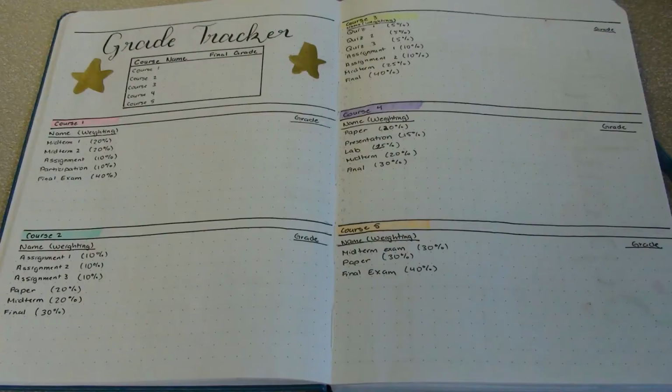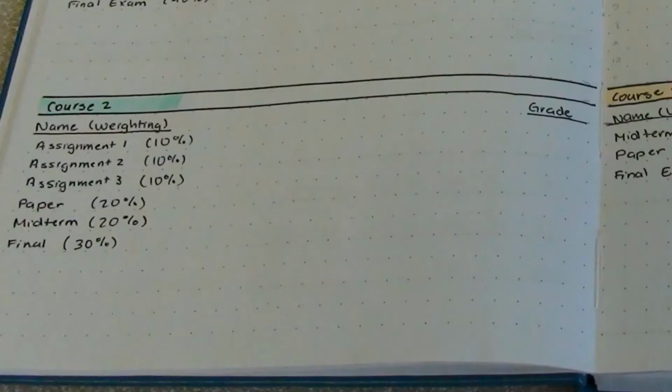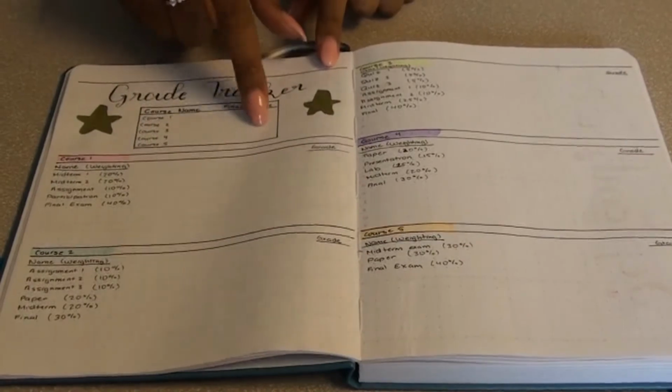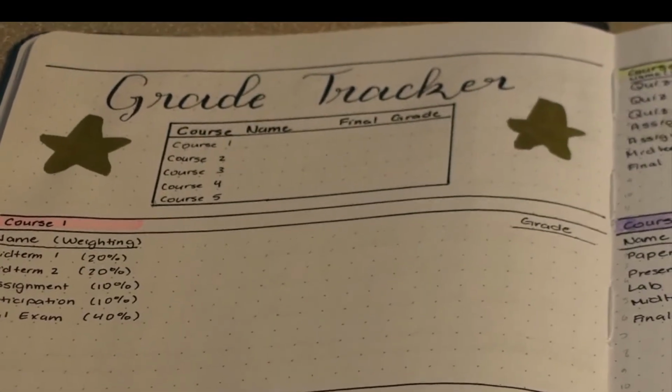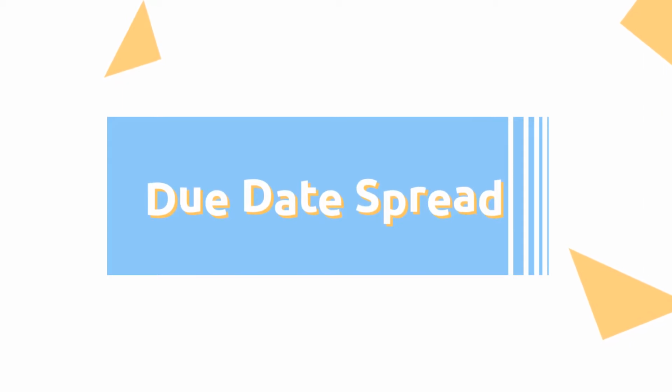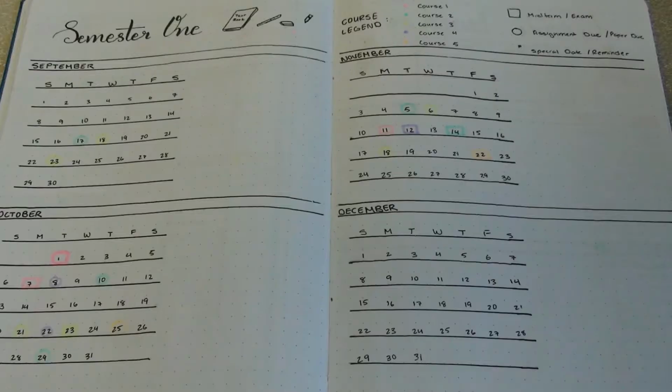So I have each course and a little breakdown of its syllabus. Does it have midterms? Does it have labs? Does it have papers? And how much are they worth? So the final exam for this course will be worth 30%. As I go on throughout the course, I'll have the grade that I achieve. And towards the end of the semester, when we receive final grades, I put all of them right here as well.